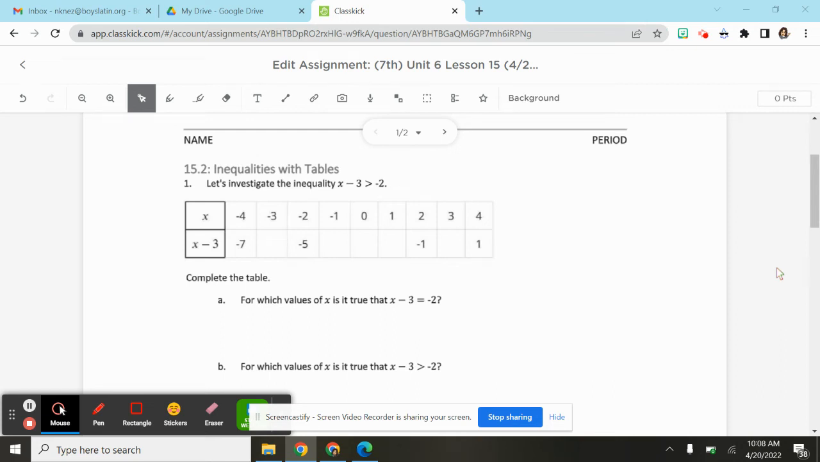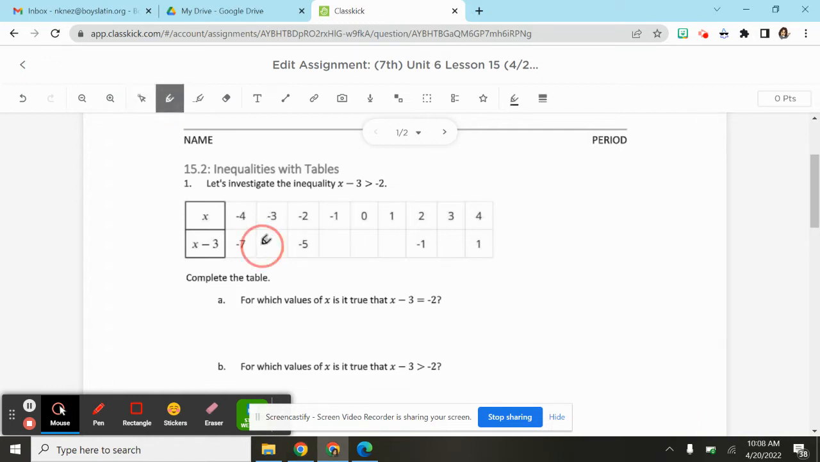If you were absent from class today, you're going to focus your makeup work on activity 15.2, inequalities with tables. You can see in the table that you have a row with a bunch of x values, -4 to +4. Then you have x minus 3 as the expression. So for example, if x is -4, then x minus 3 is equal to -7.